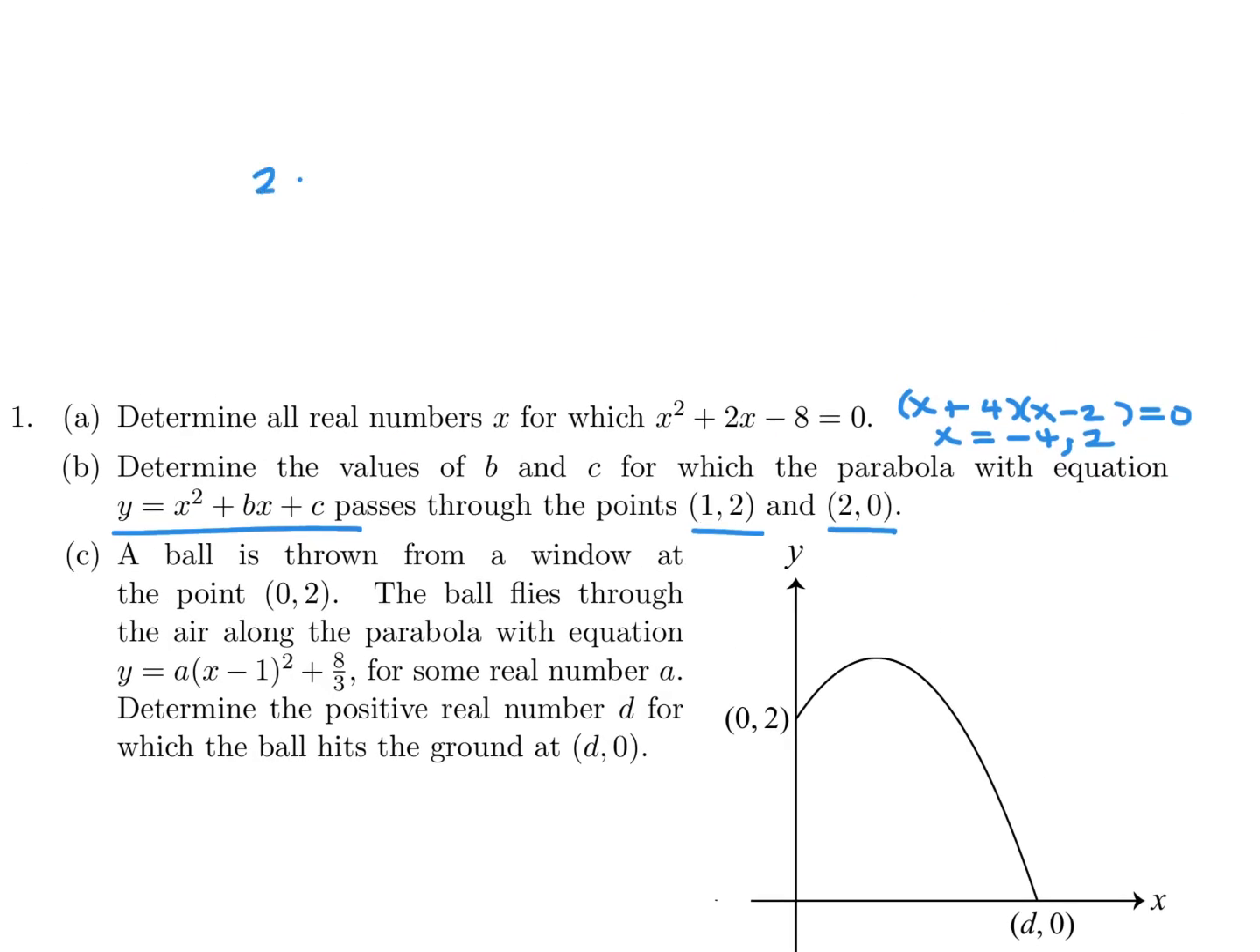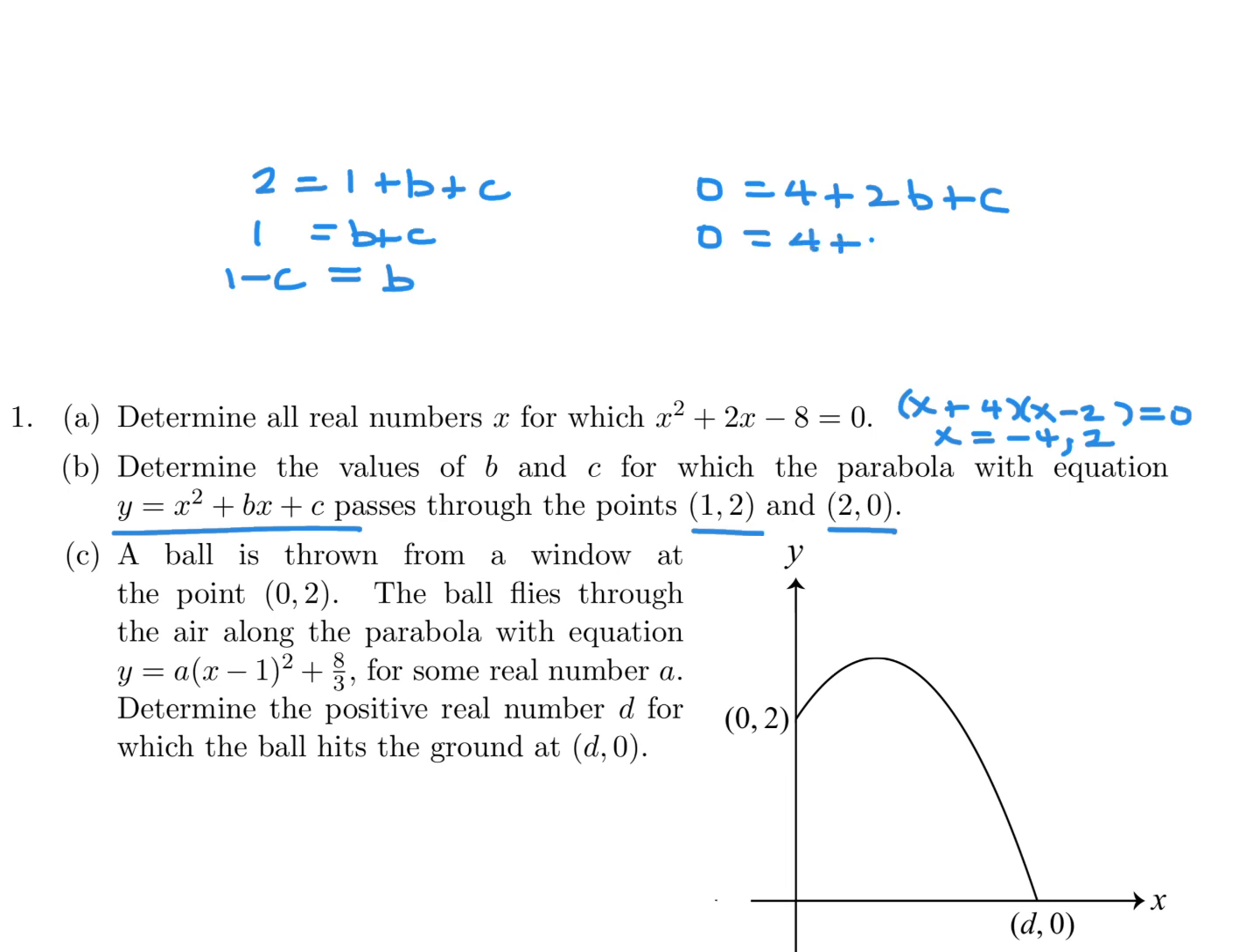We get 2 is equal to 1 plus b plus c. And we also get 0 is equal to 4 plus 2b plus c. So those are the two equations, and I think that will allow us to solve this. So this basically will be 1 is equal to b plus c, and therefore b is equal to 1 minus c. And then we can substitute that in there.